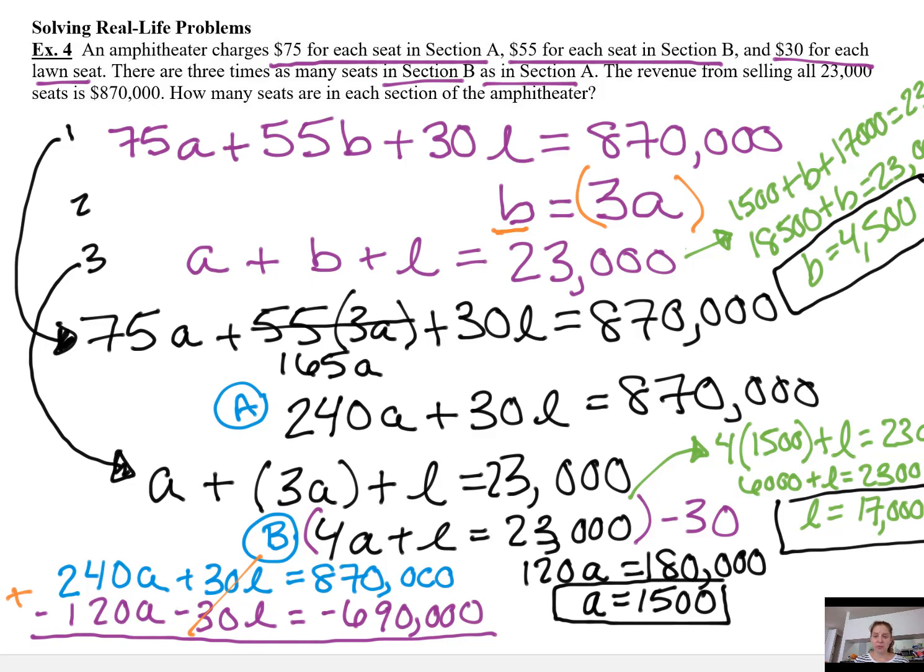Now if I had any more room, I might write out a sentence just answering the problem: that there were 1,500 seats sold in Section A, 4,500 seats sold in Section B, and 17,000 lawn seats sold.